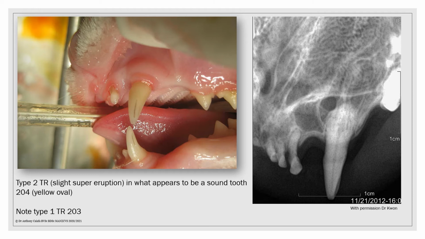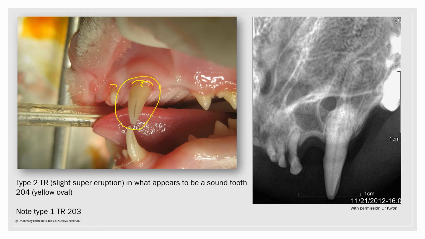This is an example of a type 2 tooth resorption. And in this situation, the crown of the tooth looks quite normal here. There is a little bit of gingival recession, so we can start to see a little bit of the root of the tooth. So we do have periodontal disease occurring here.